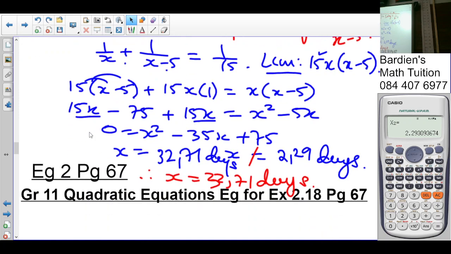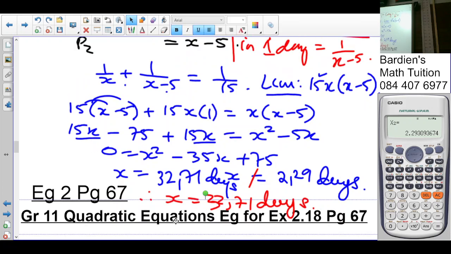Okay? Otherwise, in the description box below, you'll find the exercise 2.18, each and every sum of those 4 sums are explained in that exercise. Okay? So that brings chapter 2 to a close.